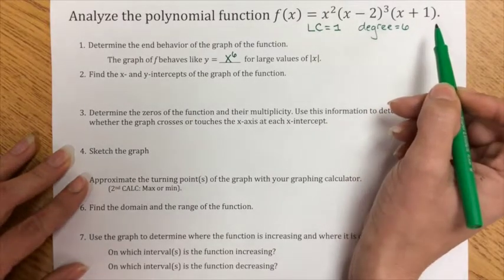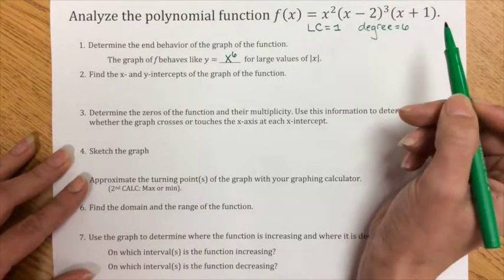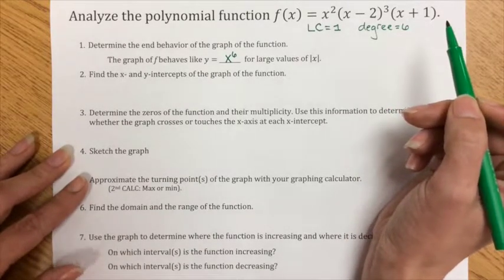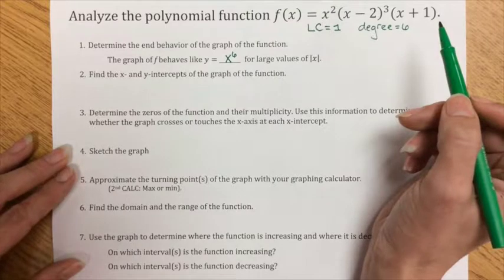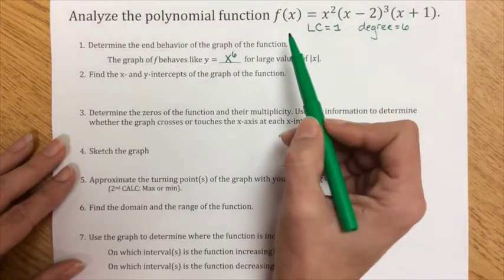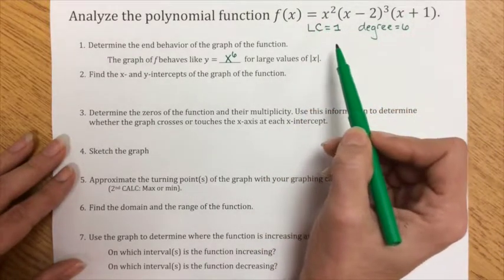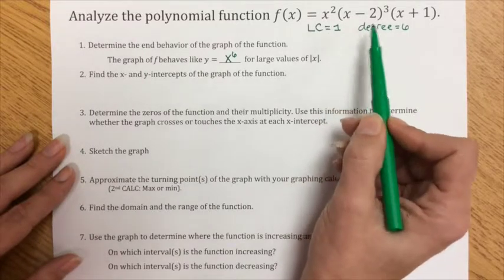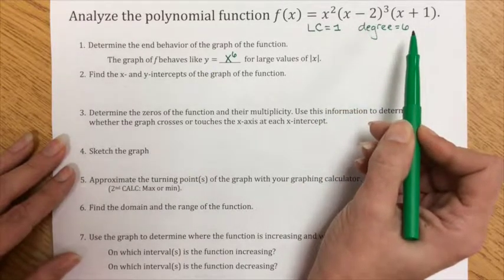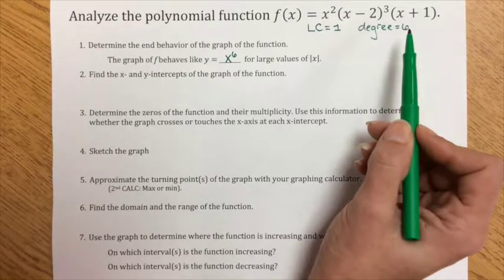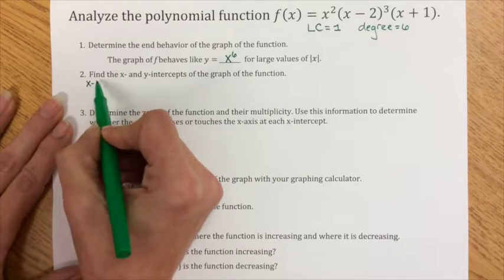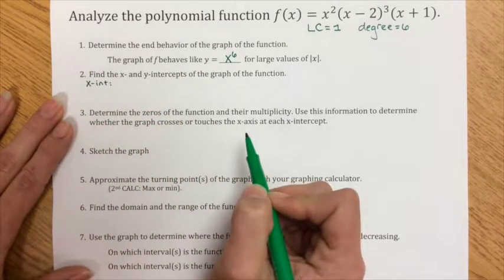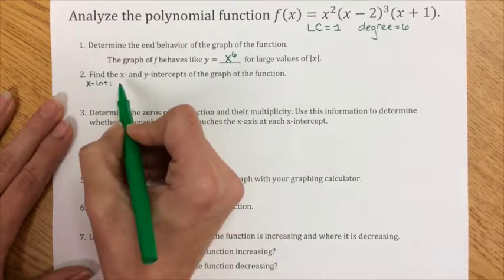Next, let's find the x and y intercepts of the graph of this function. To find the x-intercepts, that is where our graph crosses the x-axis. And at the x-axis, y equals 0. So we are going to set all of this equal to 0 and solve. And these are all factors. When you set factors equal to 0, we have to set each factor equal to 0. So to find our x-intercepts, we set each factor equal to 0 and solve.